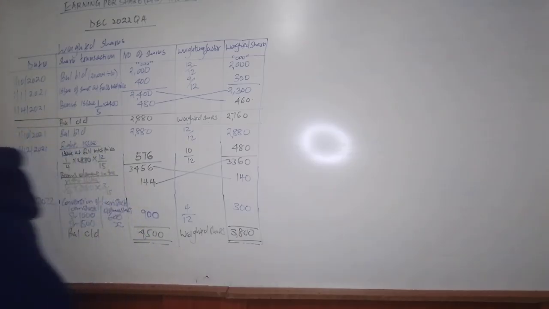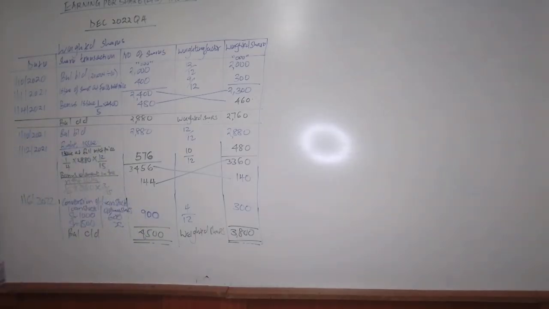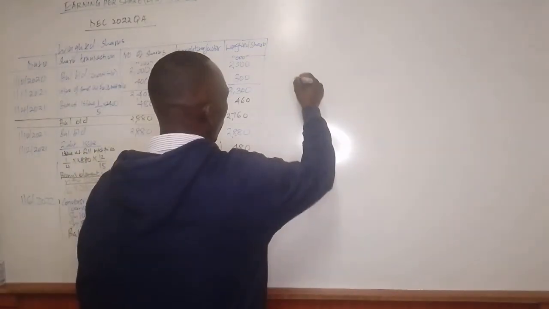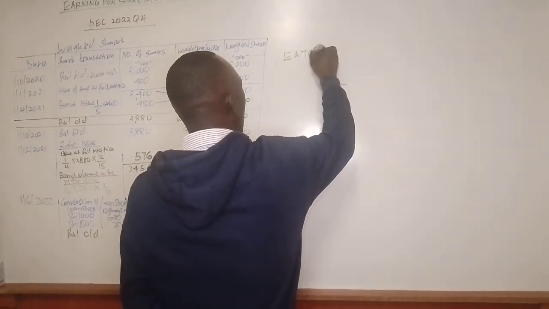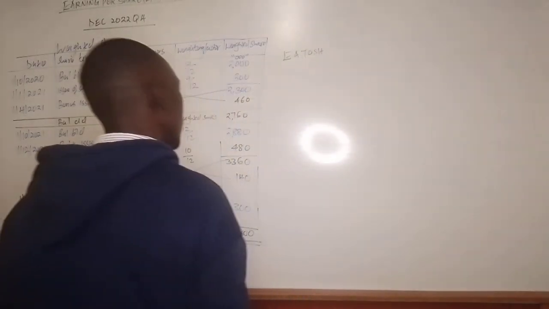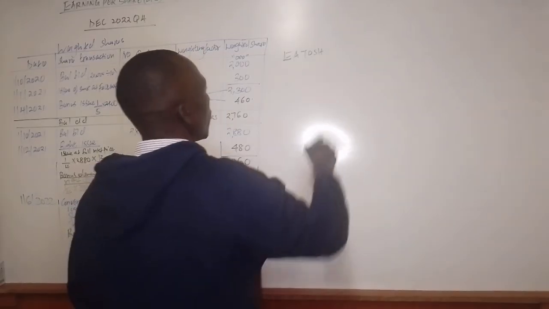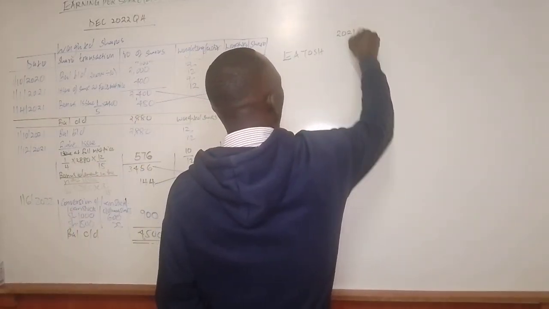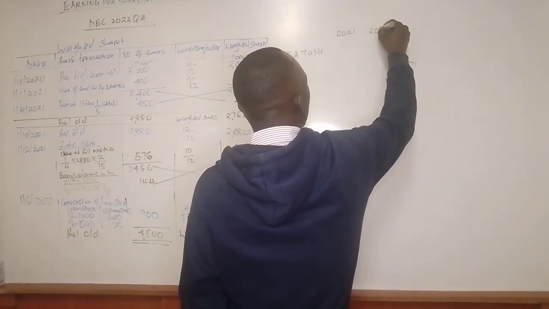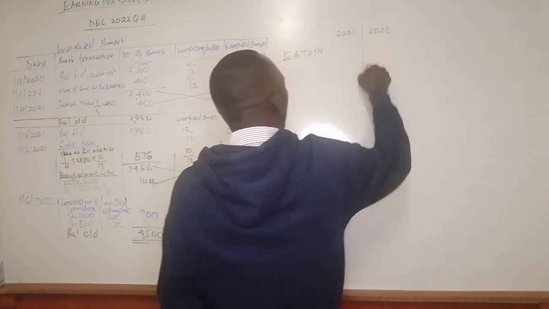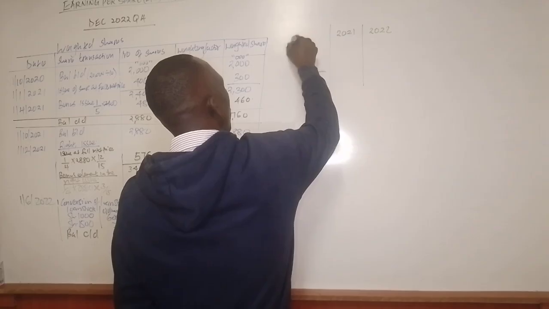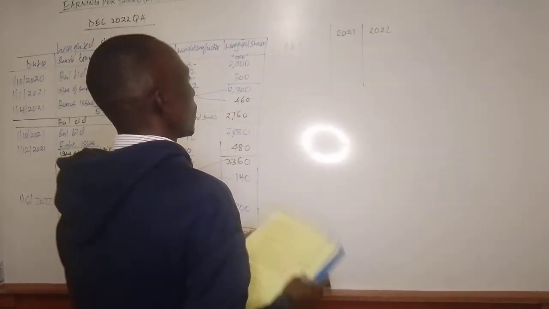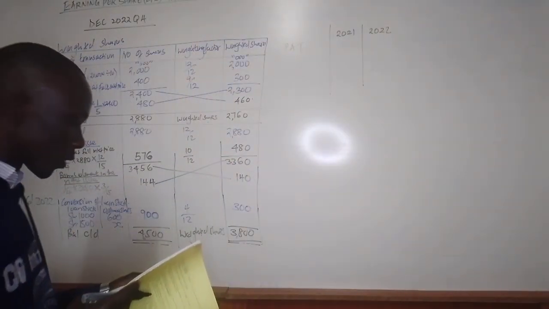That's the first step. Then the second step is for us now to compute the earnings. We are supposed to compute the earnings attributable to ordinary shareholders. Remember, we have 2021 and we have 2022. So how are we going to compute this? It is very easy. We need the profit after tax. The profit after tax for 2021 was how much?